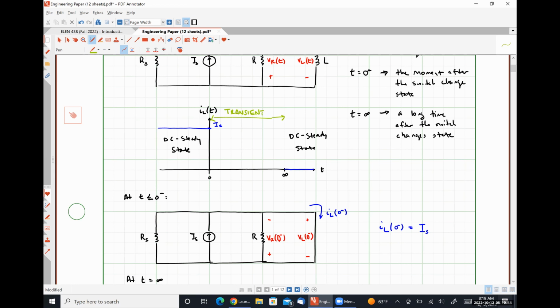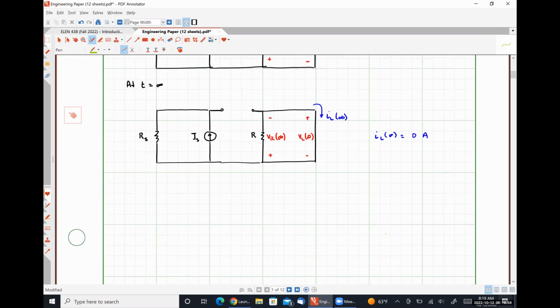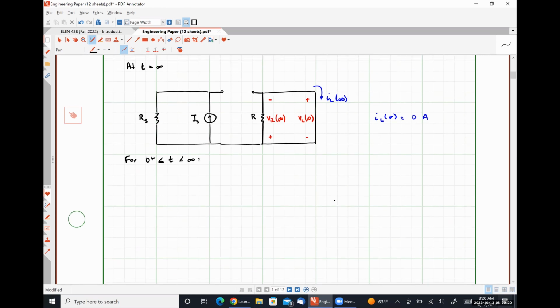So what we are going to do is a little math and figure out how the inductor current behaves during this transient condition, okay? So for 0 plus, the moment after the switch changes state, less than or equal to t is less than infinity, our circuit is going to look like this.